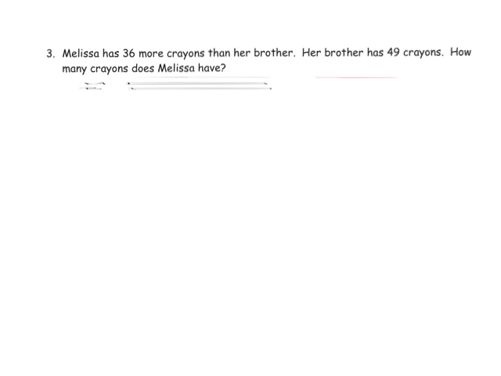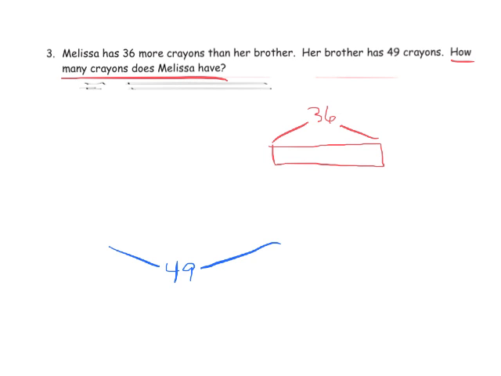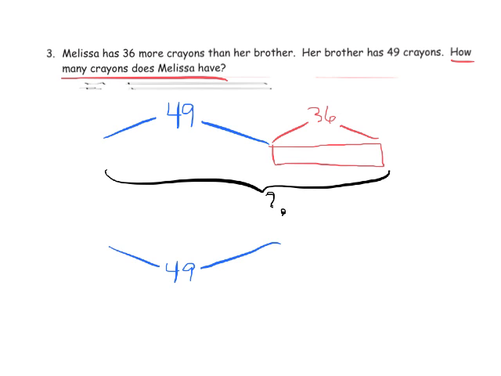So that means I need to make Melissa's tape diagram bigger by 36. And it says her brother has 49 crayons, so that means this length down here is 49. And then the question says, how many crayons does Melissa have? So the idea is we want to know what this entire tape diagram is. So there's our question mark. And so how are we going to do that? Well, we know this piece right here is 49. So there's our tape diagram, 49 and 36. So we're going to add 49 plus 36.